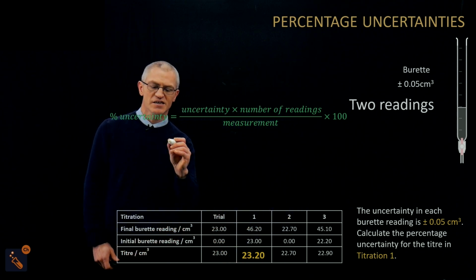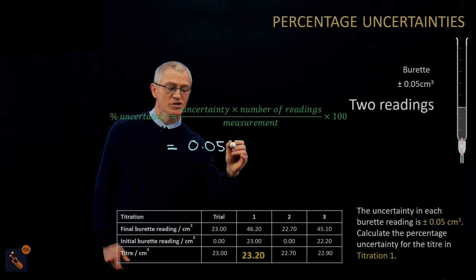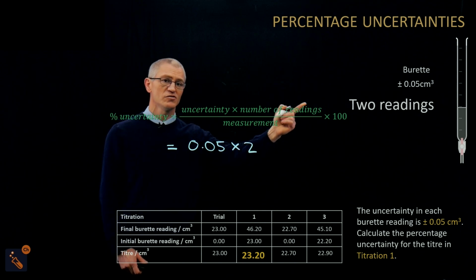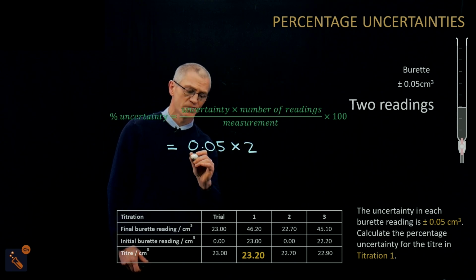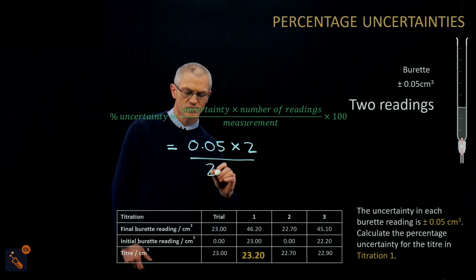So if we take that again, we know our uncertainty is going to be 0.05, but the number of readings is 2, and that's the bit people miss. 2 readings, so I have to times it by 2. Okay, and then what I do is I divide that by the measurement. The measurement is the difference between the 2 values, which is 23.2.